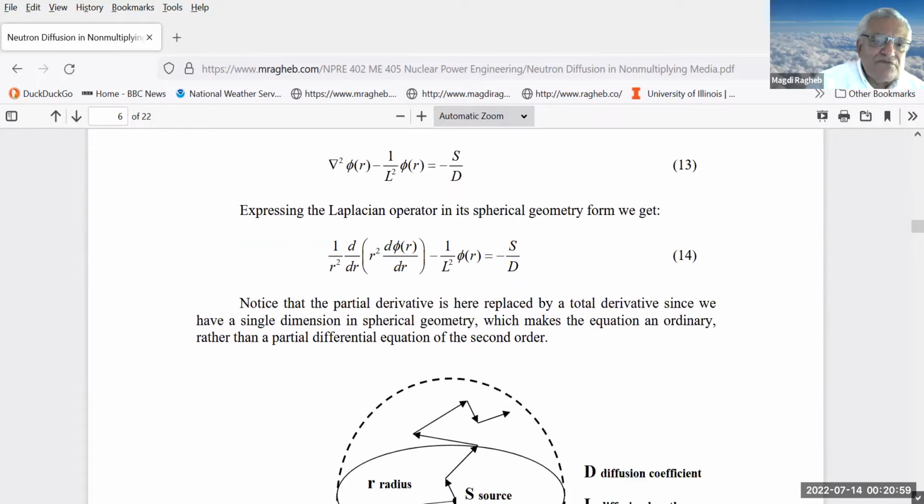So the first step in solving it, as you all know, is to identify the source of the Laplacian here. For spherical geometry, it is 1 over r squared d by dr, r squared d phi by dr. We took a total derivative here because there is no dependence on the theta angle in spherical geometry, the polar angle or the azimuthal angle. So this is the form of the equation that we want to solve for.